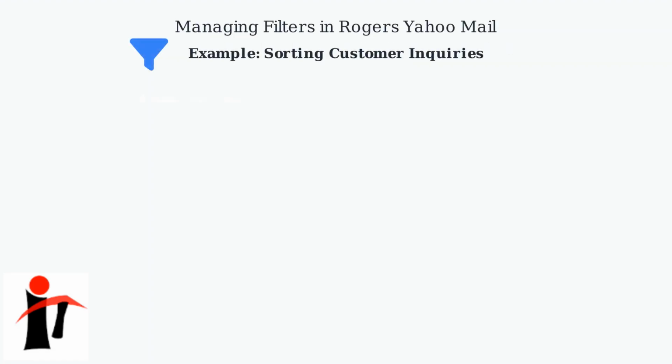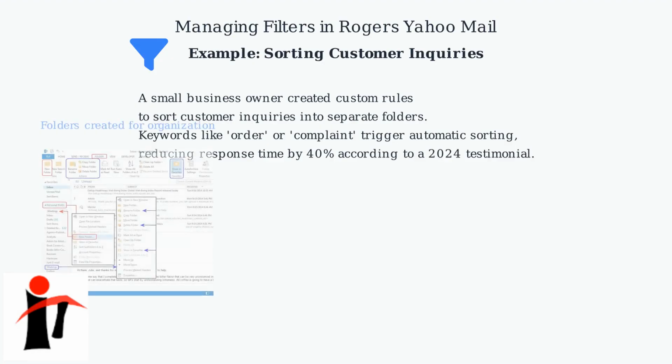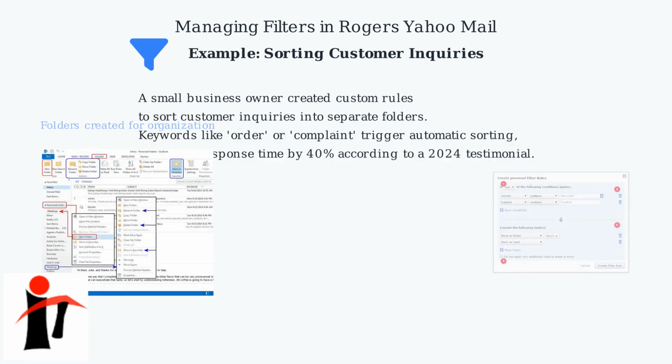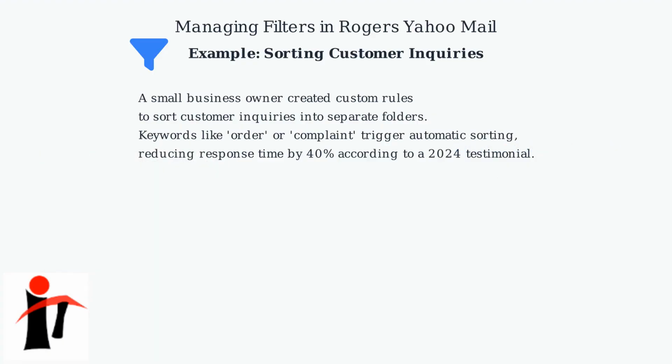Here's an example of how custom rules can boost productivity. A small business owner used rules to sort customer inquiries containing keywords like order or complaint into separate folders, reducing response time by 40%, according to a testimonial in 2024. Remember to thoroughly test filters to avoid unintended consequences. Effective filter management requires understanding how filters work together and maintaining them over time.